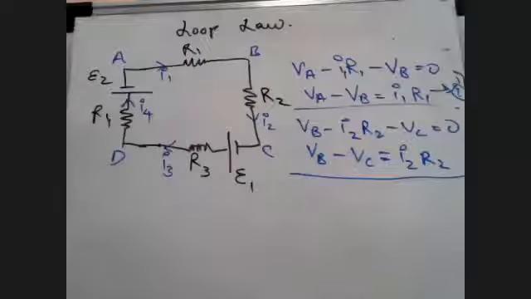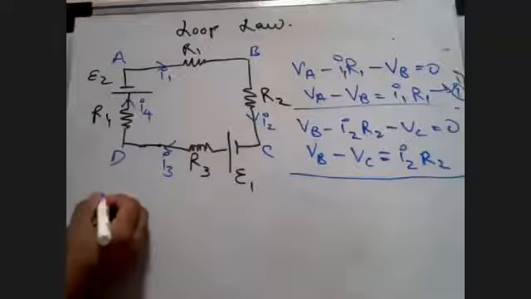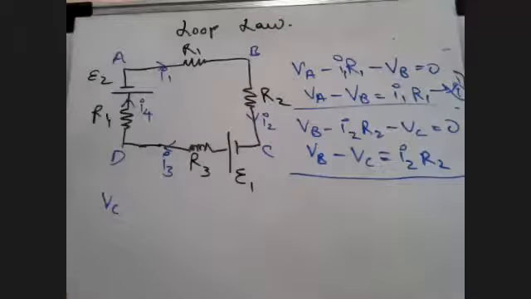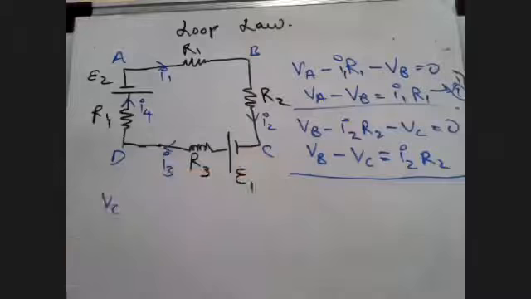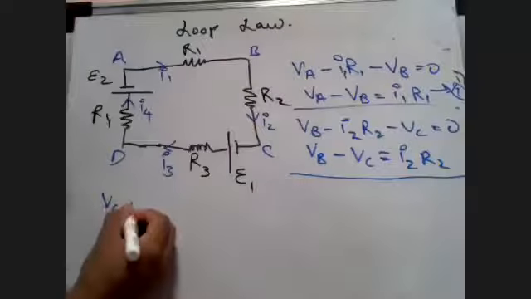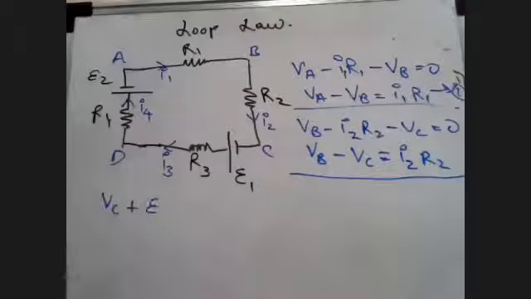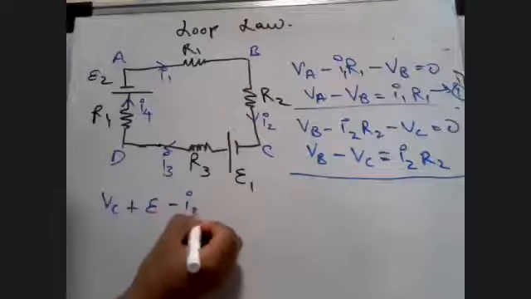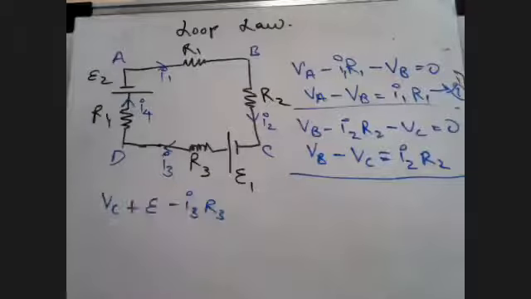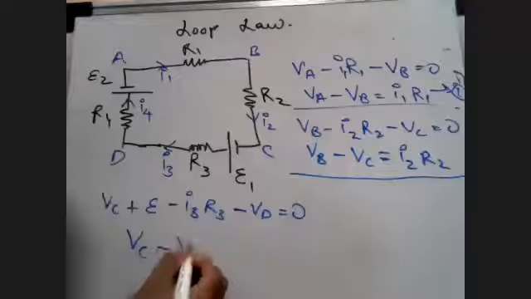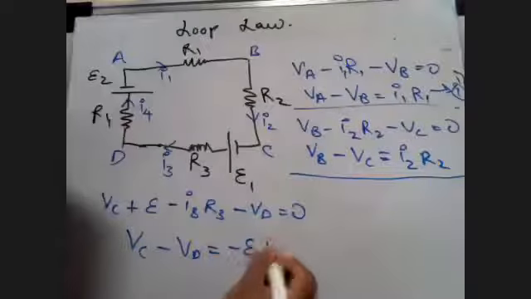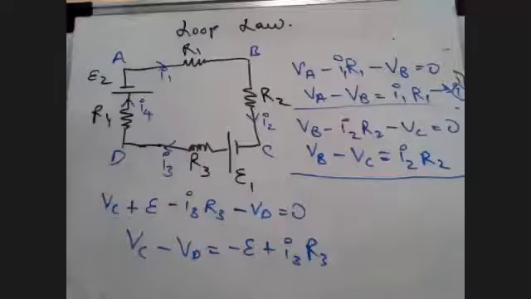What is the third equation going to be? VC, then minus I3 R3. You forgot about this. We are going from C to D. Plus epsilon. It will be VC plus epsilon, and the current term will be minus I3 R3 because you are going in the direction of the current. And then minus VD equal to 0. So VC minus VD will be equal to minus epsilon plus I3 R3. This is my third equation.